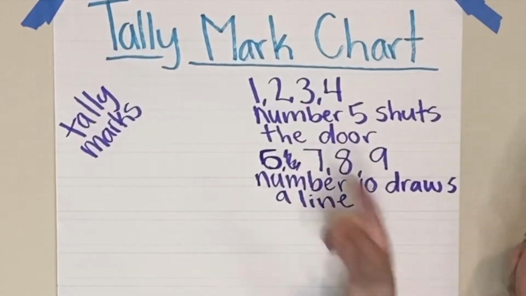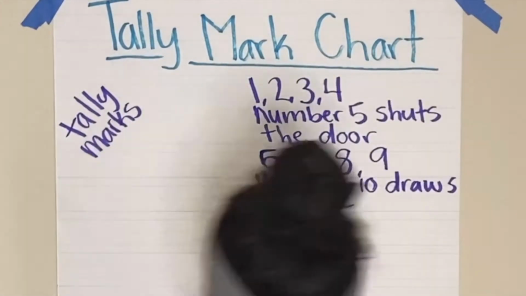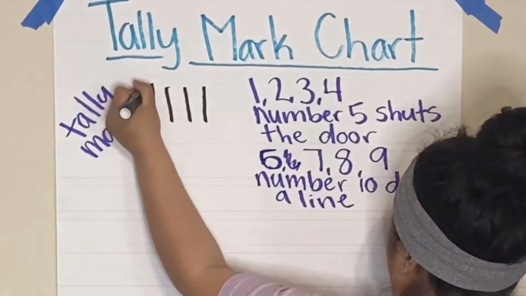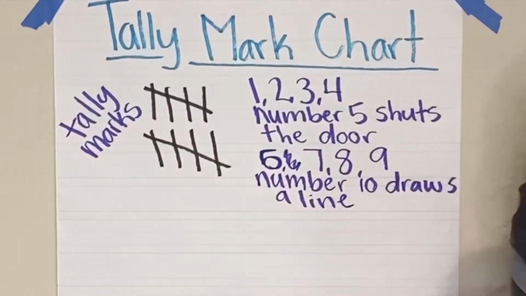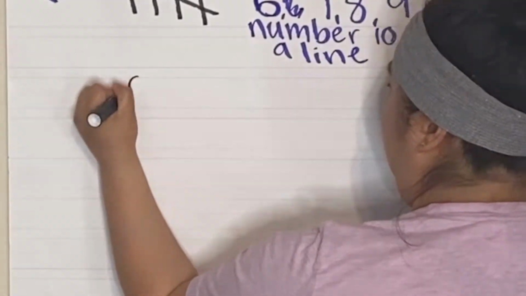1, 2, 3, 4, number 5 shuts the door. 6, 7, 8, 9, number 10 draws a line. You can see I'm drawing my tally marks. 1, 2, 3, 4, number 5 shuts the door. 6, 7, 8, 9, number 10 draws a line. So now let's move into our tally mark chart.